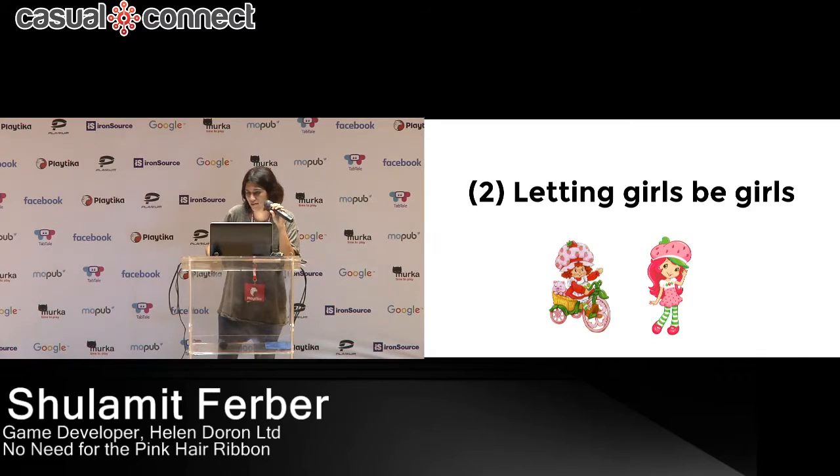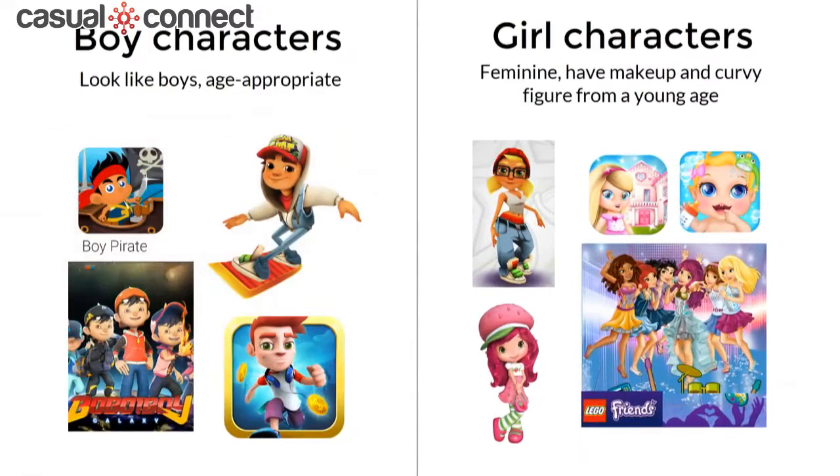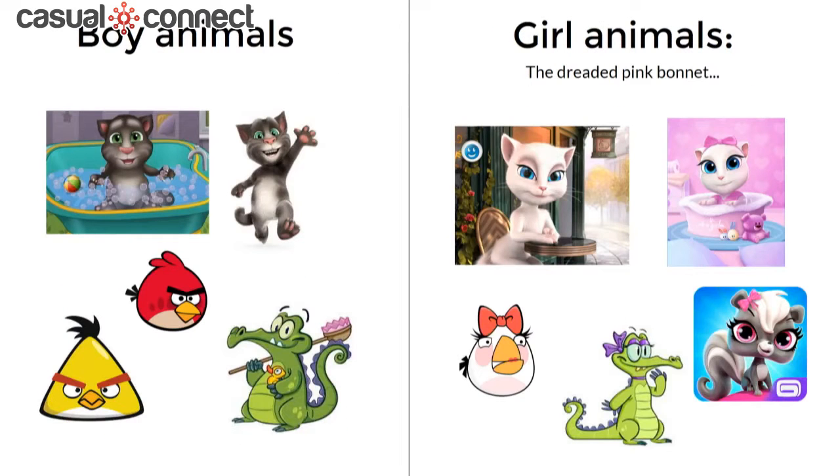But I did find other good examples, I think, of characters that are not very pink and feminized. So today, as I said, girl characters are usually very feminized, pink. You see that the boys look like boys their age, while the girls a lot of times are very sexualized, with a lot of makeup from a young age. And if we look at animal characters, you can see the dreaded pink bonnet, which we can see a lot in games and in cartoons also.